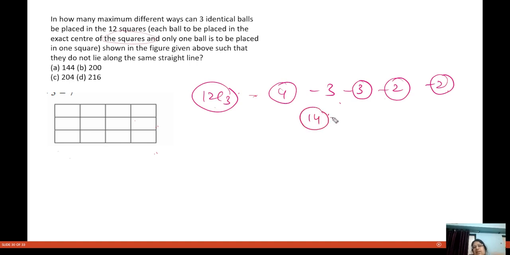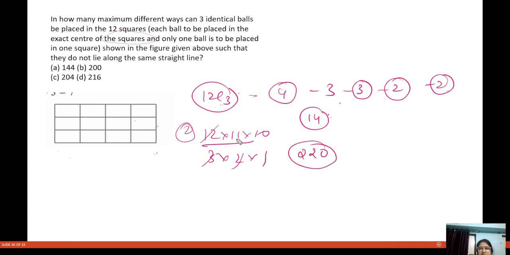Okay, 14. Fine. And now what about this 12? Let us see. 12 into 11 into 10, and this will be 3 into 2 into 1. So this will become 2 only. How many cases are left? We are left with 220 cases.